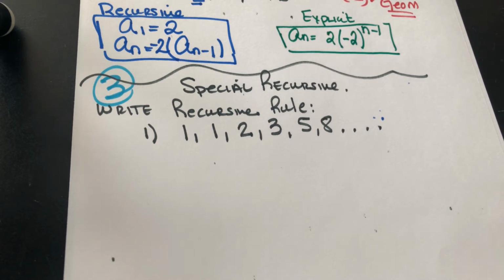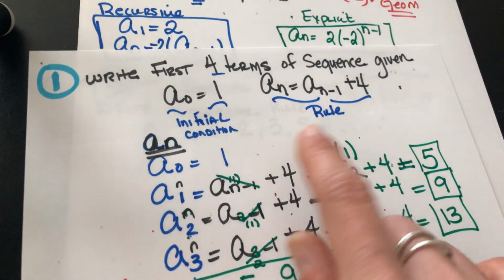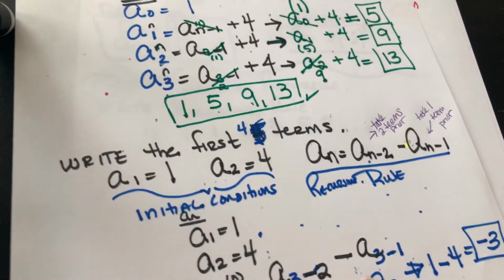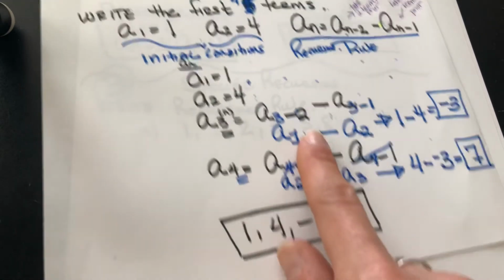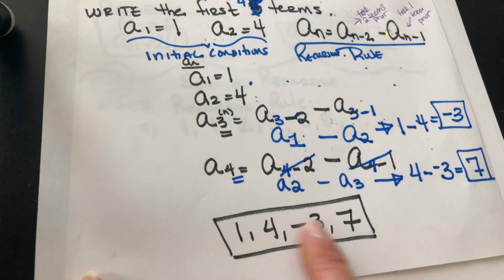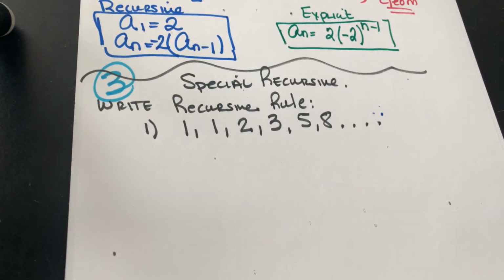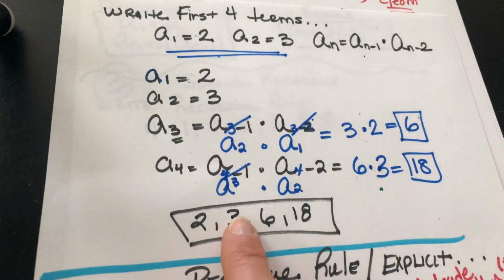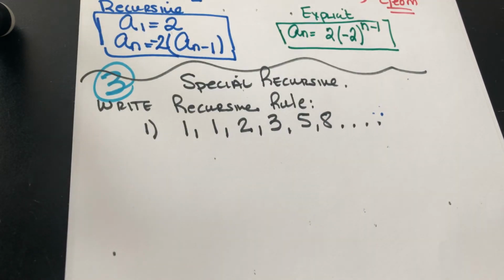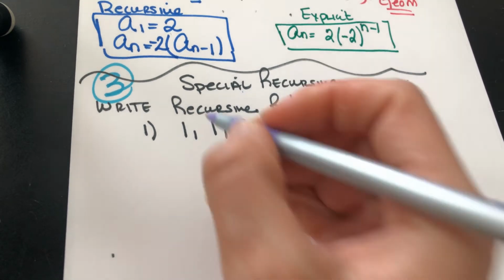If you guys recall, when I did this with you, for this one, I took 2 terms and I did the work, right? Like we did 1 minus 4 is -3. 4 minus -3 is 7. Same thing kind of with this one. 2 times 3 is 6. 6 times 3 is 18. So what we're doing is we're using terms, a couple of terms before it. So hopefully maybe you guys see a pattern. And if not, here it is.